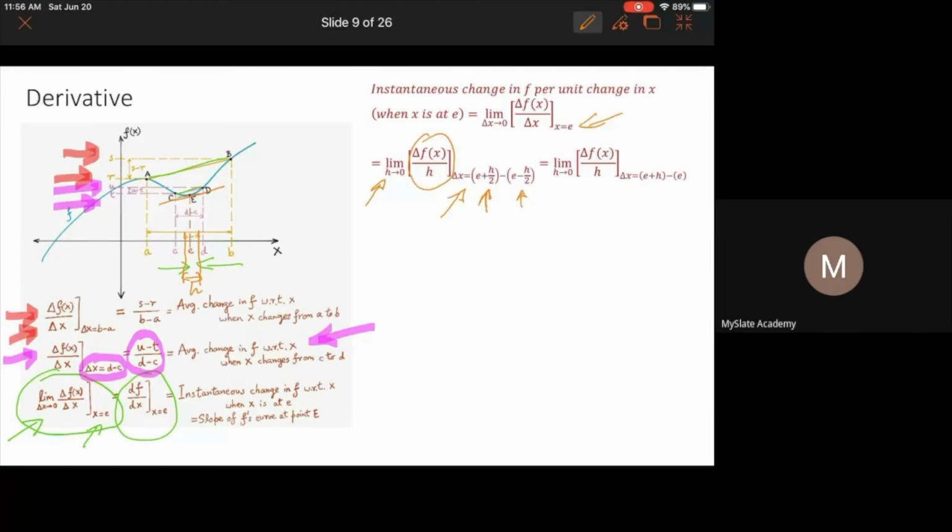You could also simplify it and write it this way. Since h tends to 0, we could even think of moving from x equal to c to x equal to c plus h. h is close to 0, right? So it doesn't matter whether you move from c minus h by 2 to c plus h by 2, or whether you move from c itself to c plus h. In both the cases, the width of delta x remains h, and it remains very small, so that we can say h tends to 0, and we can write it this way as well.